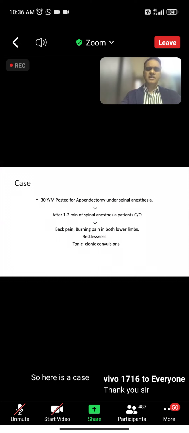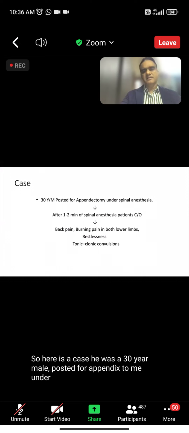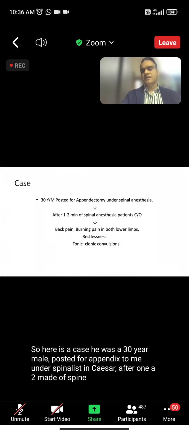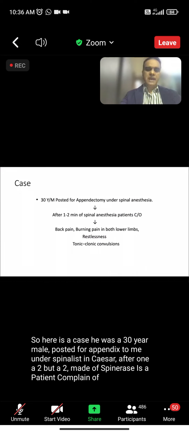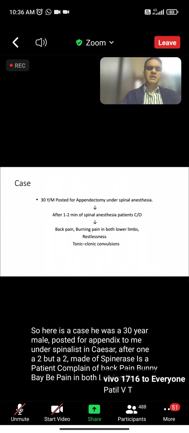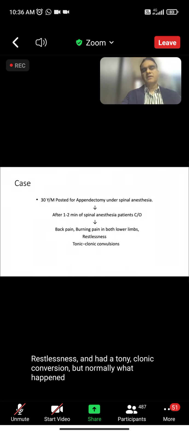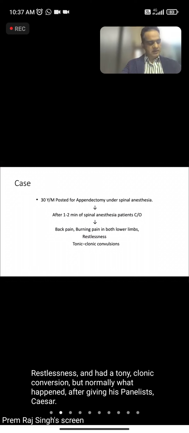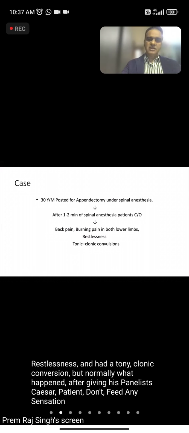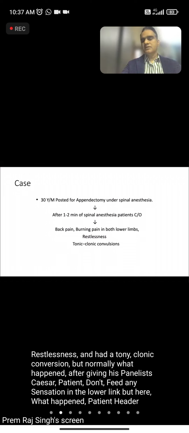He was a 30-year-old male posted for appendectomy under spinal anesthesia. After 1 or 2 minutes of spinal anesthesia, the patient complained of back pain and burning pain in both lower limbs. Then the patient became restless and had a tonic-clonic convulsion. But normally, what happens after giving spinal anesthesia? The patient doesn't feel any sensation in the lower limbs. But here, the patient had a tonic-clonic convulsion.